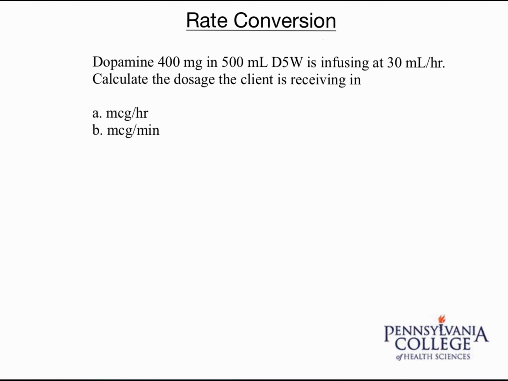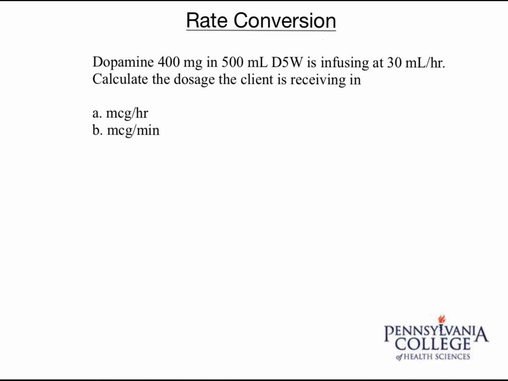In this problem, I will be using dimensional analysis to convert two rates. We are told that dopamine 400 milligrams is contained in 500 mLs of D5W and that it is infusing at 30 milliliters every hour. What we need to do is to calculate the dosage that the client is receiving. The first thing we need to do is to figure out how many micrograms the patient is receiving every hour. And then we need to figure out how many micrograms they're receiving every minute.